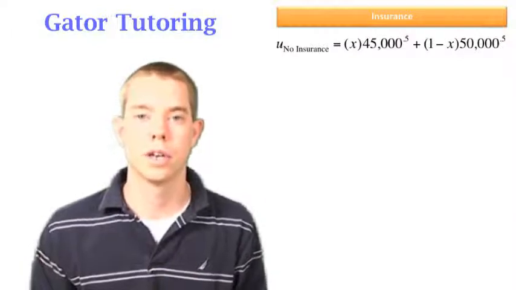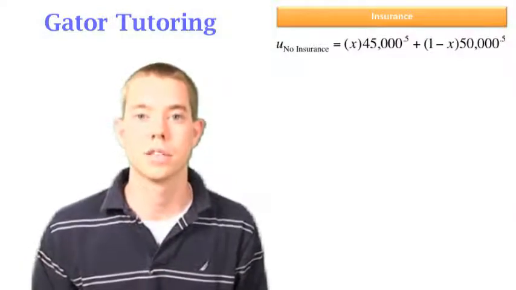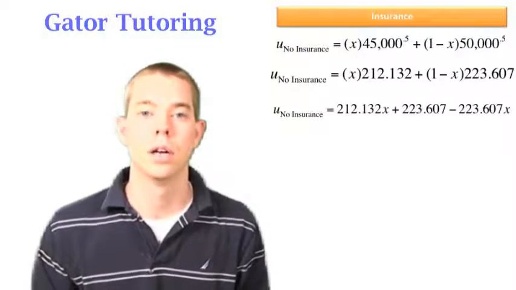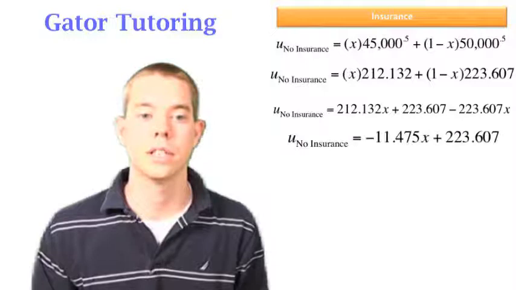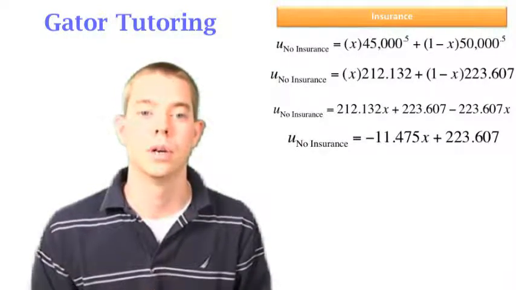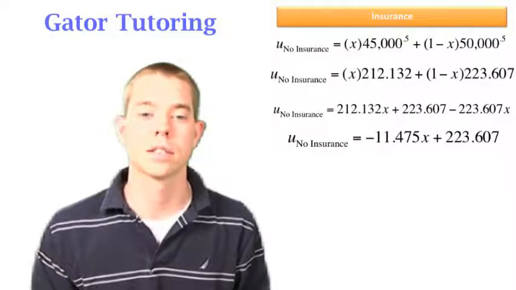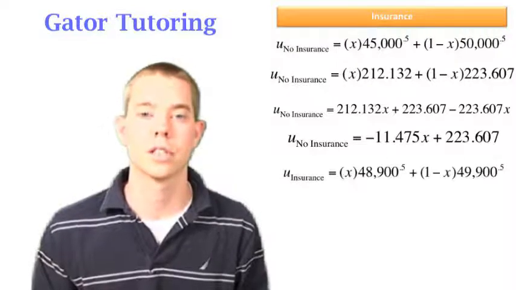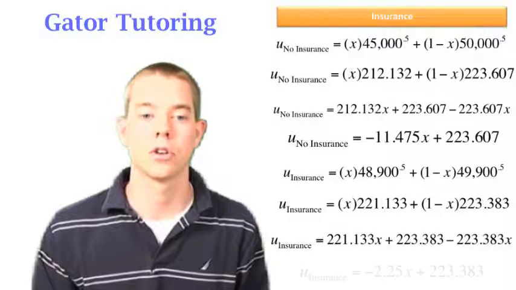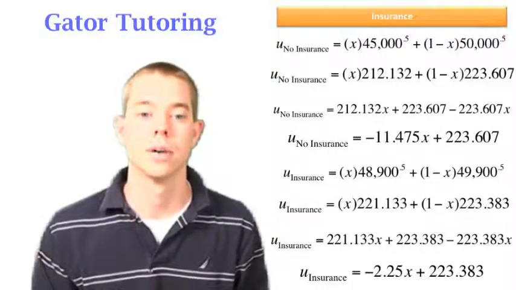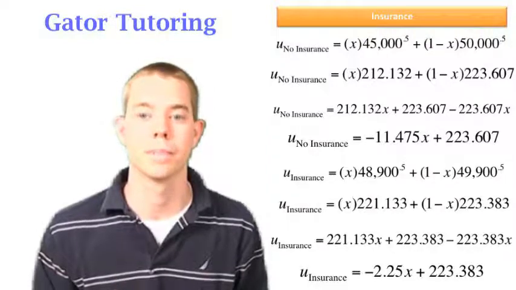Now, starting from the expected utility of no insurance, let's simplify this as best as we can. We can take the square root of both of our numbers, distribute them through, start to combine like terms, and we see that this is the farthest we can get it. It says that our expected utility with no insurance is equal to negative 11.475x plus 223.607. We're going to do the same process starting from our expected utility with insurance. We're going to simplify this down and combine like terms. And we see that our expected utility with insurance is negative 2.25x plus 223.383.